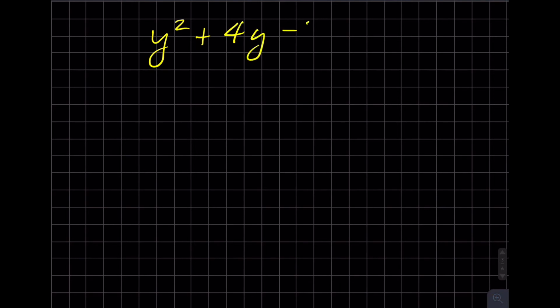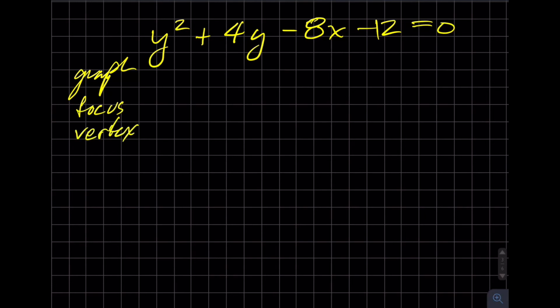Now, there is going to be something that's slightly more difficult. Hopefully you remember how to do this. I'm sure you do. I could be given a problem like this. Y squared plus 4y minus 8x plus 12 equals 0. And they want you to graph this, or they want you to find the focus point, or the vertex, or the vertex and the focus, or they want the directrix, the focus, and the vertex.